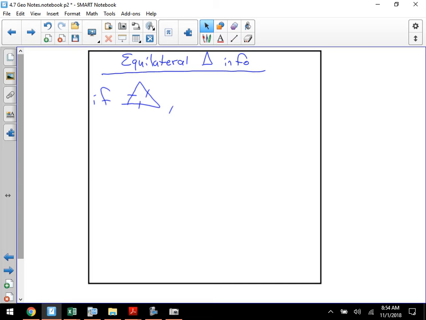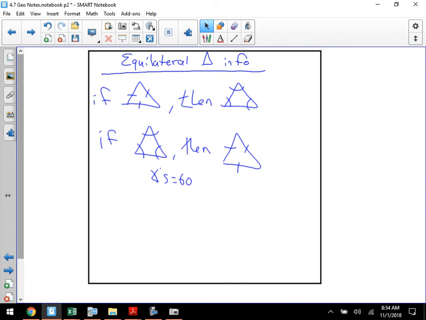So if you've got all three sides, then you've got all three angles. And again, if you have all three angles, then you have all three sides. And this little note: angles always equal 60. Never changes. Super simple, straightforward stuff. Kind of nice when it's not proof, isn't it?